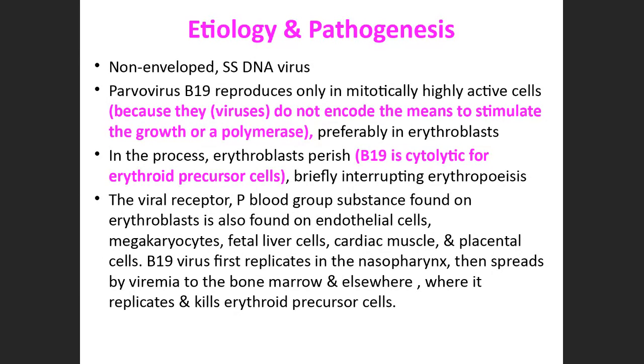The viral receptor, which is a P blood group substance, is found on the erythroblast. Apart from erythroblasts, it is also found on endothelial cells, megakaryocytes, fetal liver cells, cardiac muscle, and placental cells. So these are the cells which carry the specific viral receptors. Now the virus replicates in the nasopharynx, then it spreads by viremia to the bone marrow and to the other parts wherever the viral receptors are available.